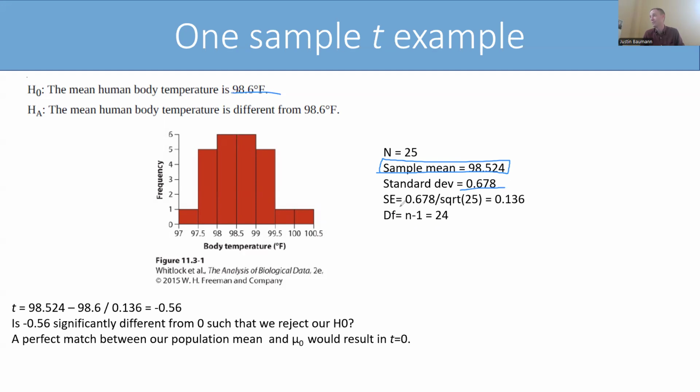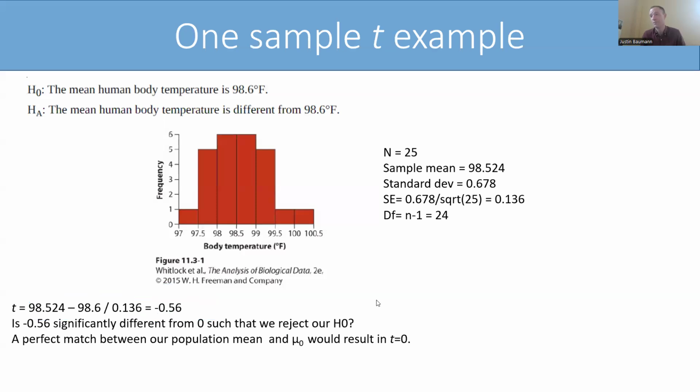We calculated our standard error. So that's the standard deviation divided by the square root of the sample size, 0.36. T, as we know, is just our sample mean minus the proposed H naught mean, divided by our standard error. We get a value of negative 0.56. So our T is equal to negative 0.56.